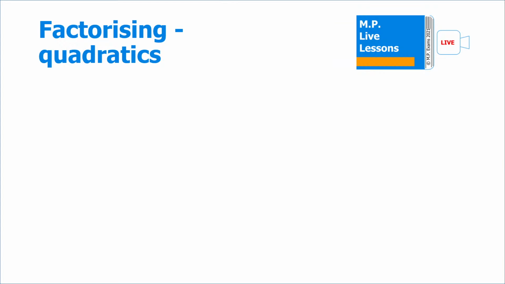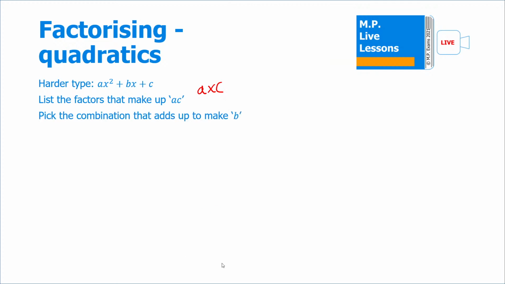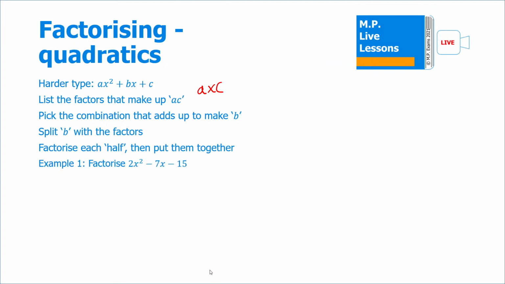Now, you might have a harder type, and my method is, for example, you'll first, this time, list the factors that make up A times C. Then you'll pick the combination that adds up to make B, same step as before, but this time you'll split B with the factors, and then you'll factorize each half and put them together. I'll try this with this example.